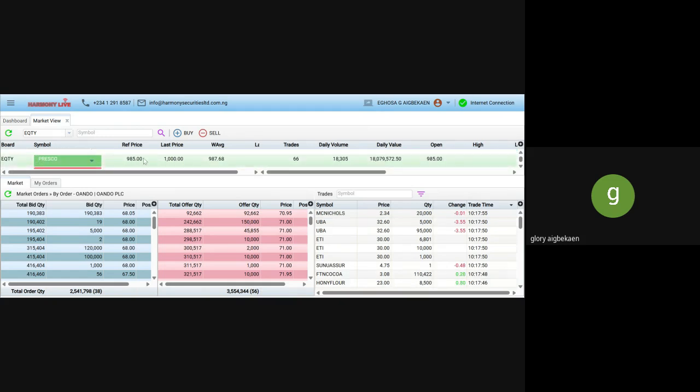So let's look at Presco. My favorite stock. Presco is doing fine. Presco is hitting 1,000 naira today. In fact, right now it's trading at 1,000 naira, with a bid of 676,000 against 34,000 on the offer. So the bull have it.